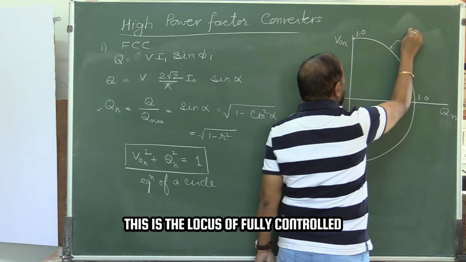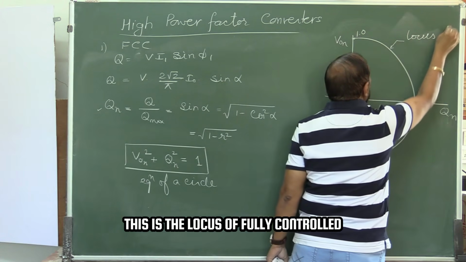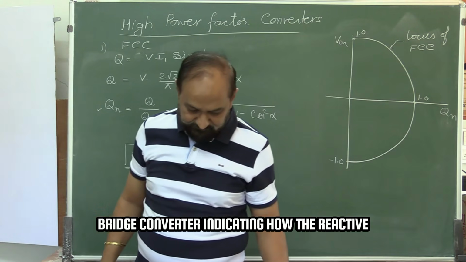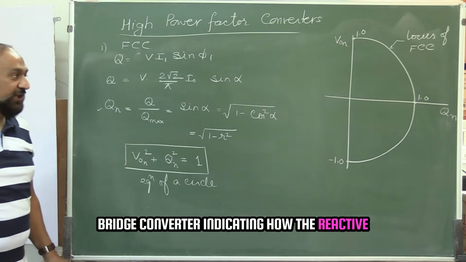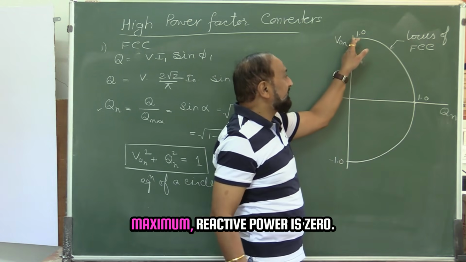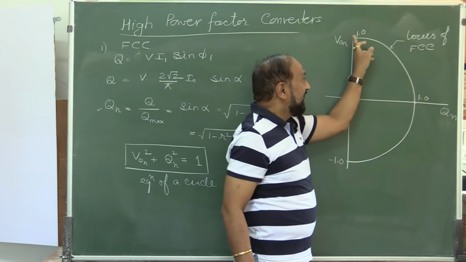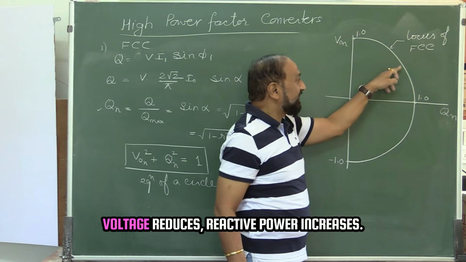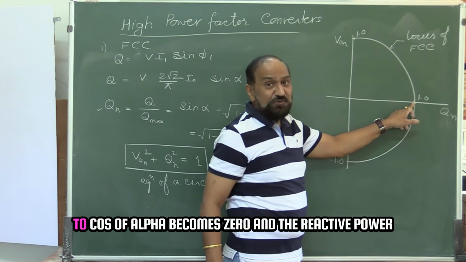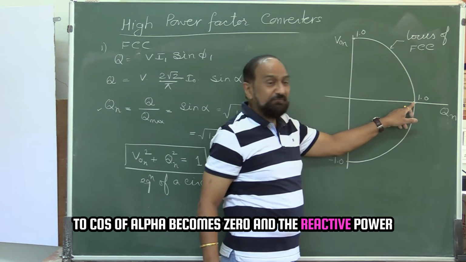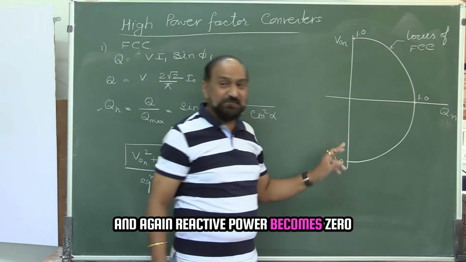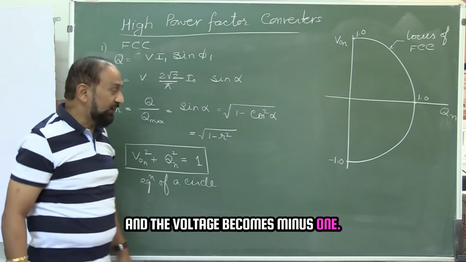This is the locus of fully controlled bridge converter, indicating how the reactive power varies with the output voltage. When the output voltage is maximum, reactive power is 0. As firing angle is increased, output voltage reduces, reactive power increases. Here the average output voltage, which is proportional to cos of alpha, becomes 0, and the reactive power, which is proportional to sine of alpha, becomes unity. And again reactive power becomes 0 and the voltage becomes minus 1.